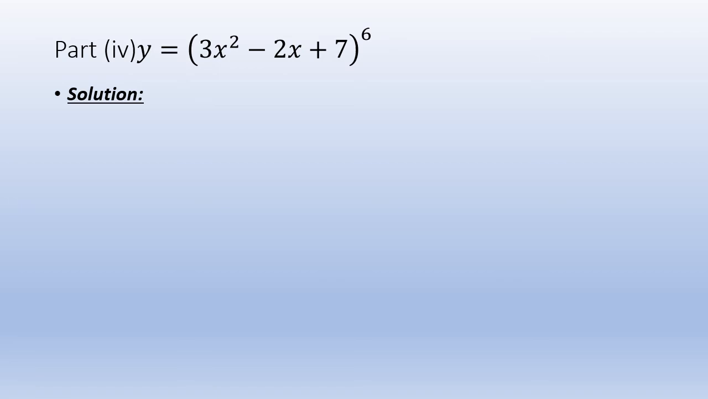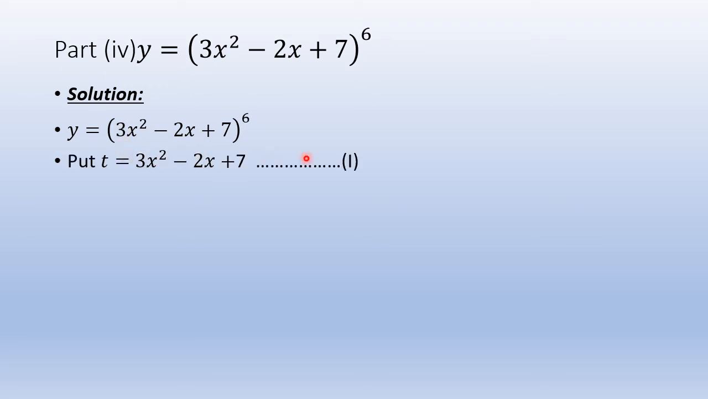Let's get to part 4. y is equal to (3x² − 2x + 7)⁶. So we take the substitution. We put this whole thing equal to t and name it 1. As a result, y becomes t⁶, and we name it 2. Now we are going to differentiate both sides of 1 with respect to x.